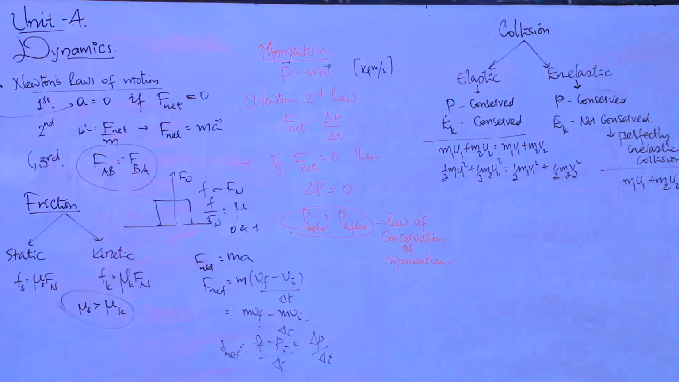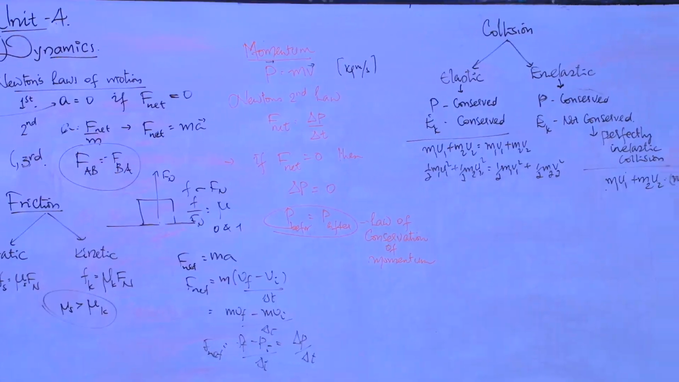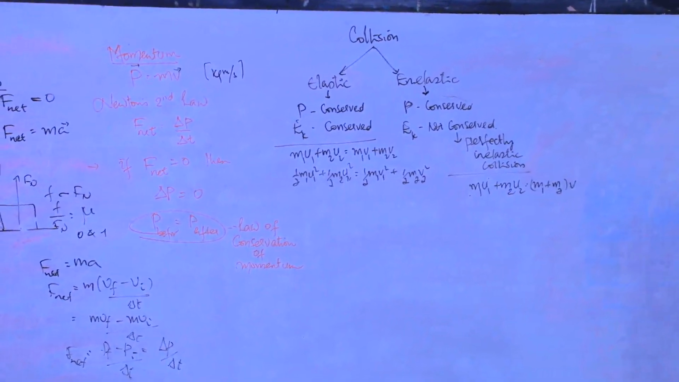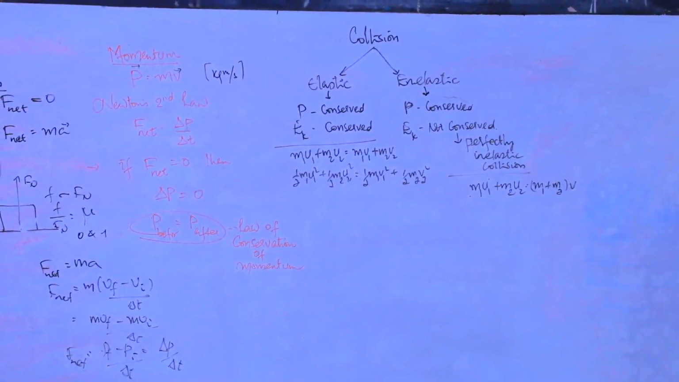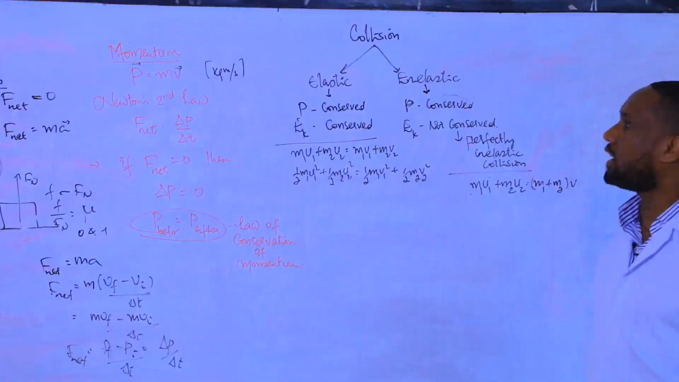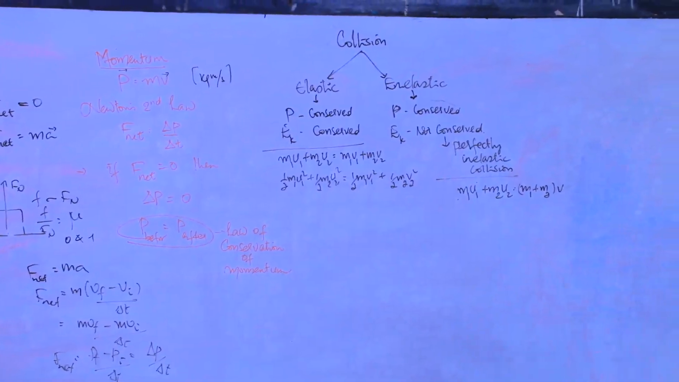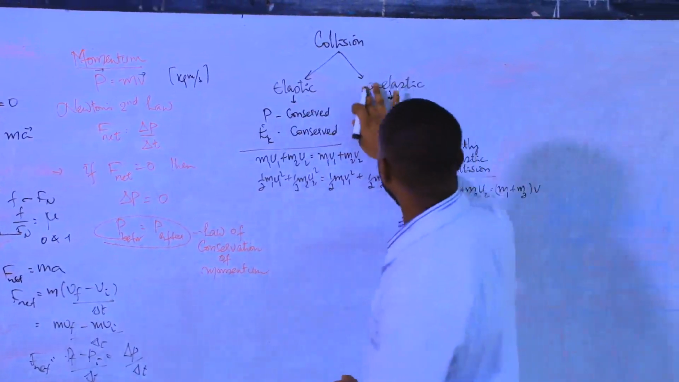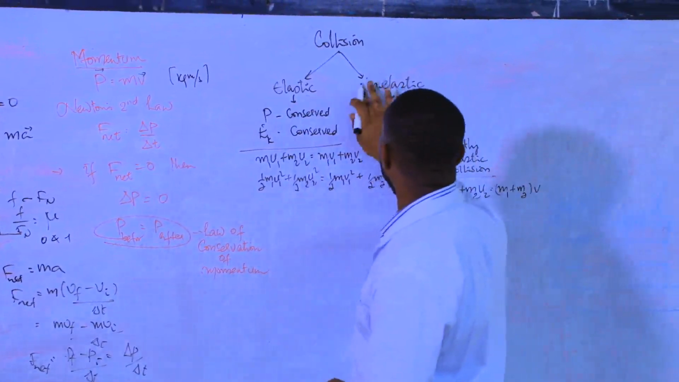Then when we talk about momentum, it's important to talk about collision. You know that collision in physics is defined as an event in which two objects exert a relatively strong force on each other for a very short period of time. Okay? So we have two kinds of collisions: elastic collision and inelastic collision.